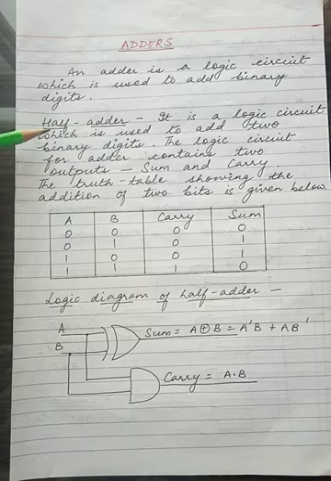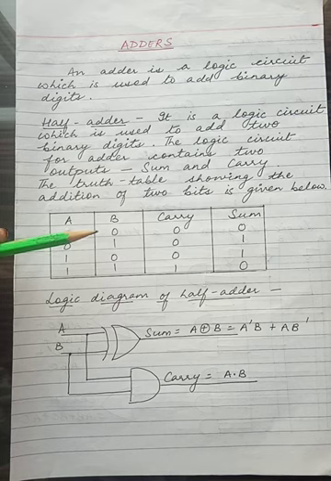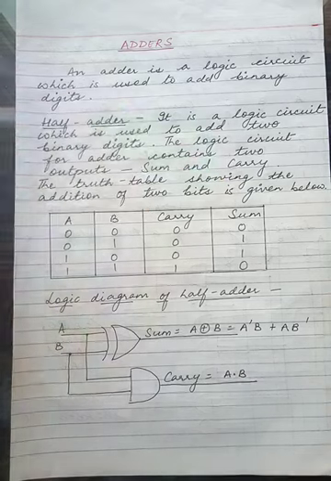Half adder is a logic circuit which is used to add two binary digits. The logic circuit for a half adder contains two outputs, sum and carry. The truth table showing the addition of two bits in a half adder is given here. See, A and B are the inputs: 0 0, 0 1, 1 0 and 1 1. These are the four input values. We make a column for carry, we make a column for sum.